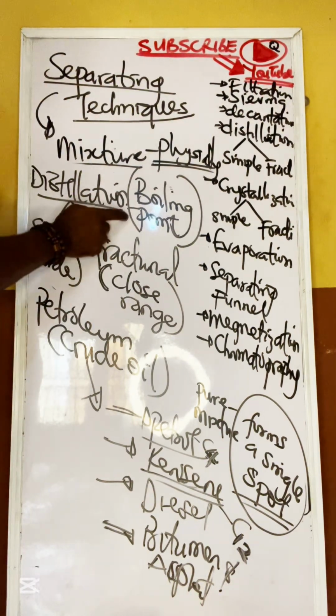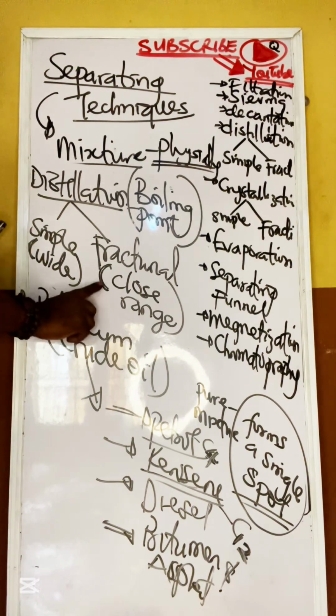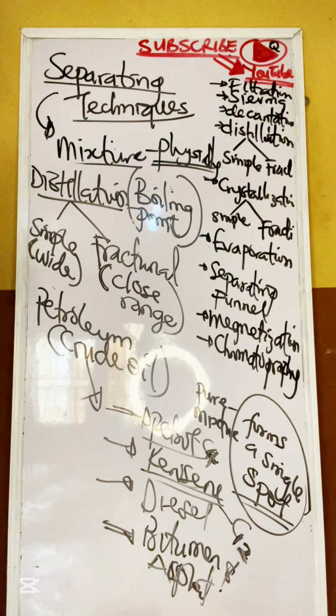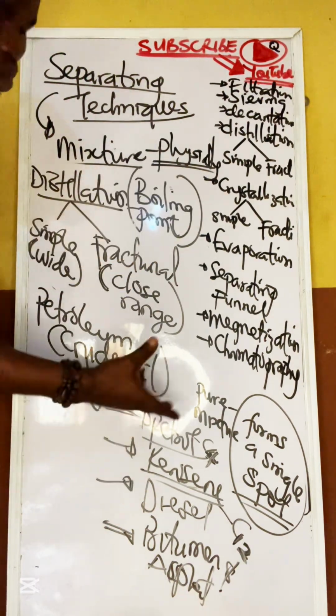So what is the property used? Boiling point. If it is simple, the range is wide. If it is fractional, it is a close range. Okay, and maybe I'll talk about it later.